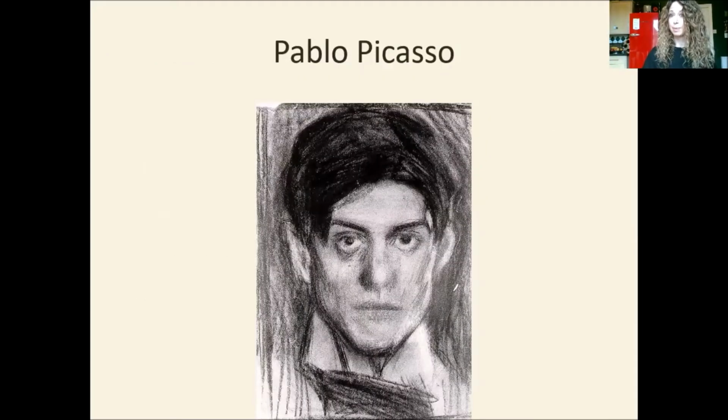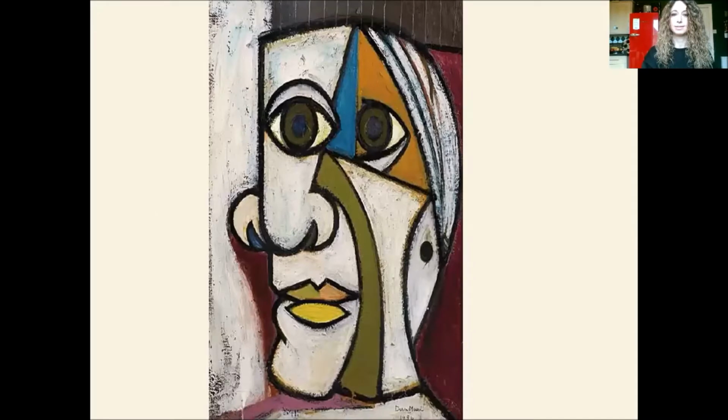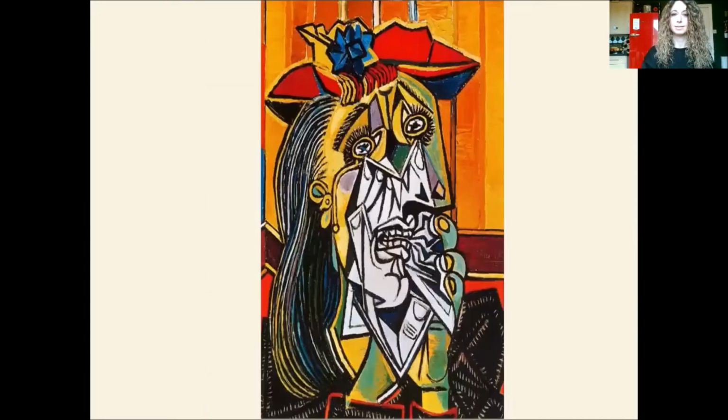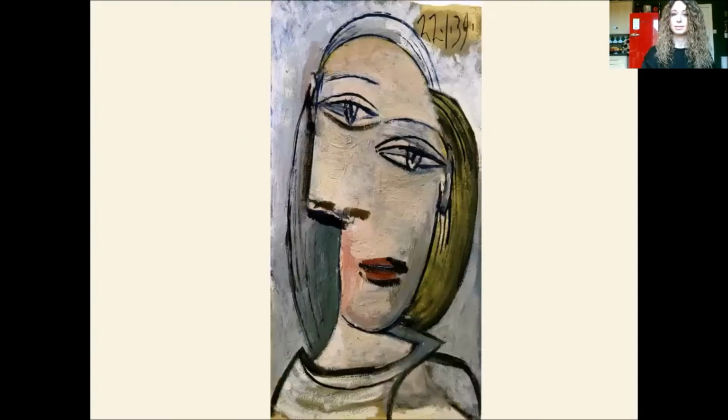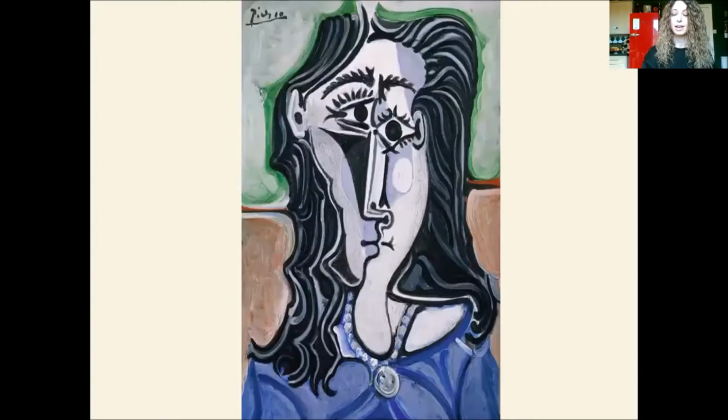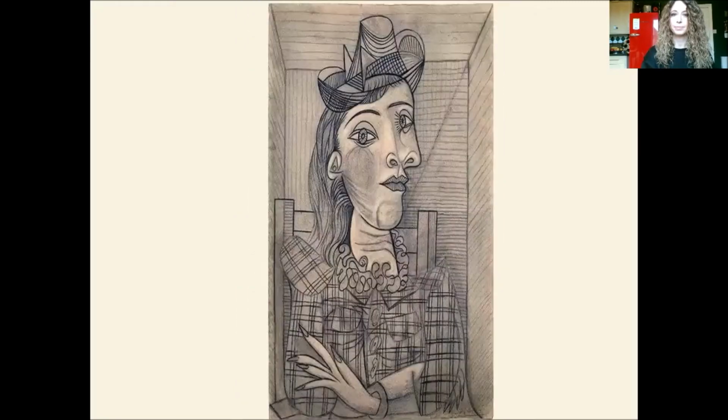So here's Pablo Picasso. Let's have a look at some of his work and gather some ideas in your head about what you're seeing. Does this remind you of the Guernica picture at all? This particular picture is quite important. We'll come back to this one.